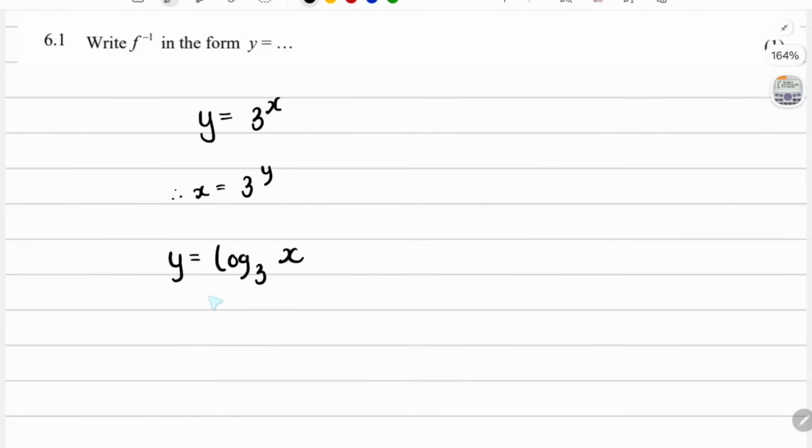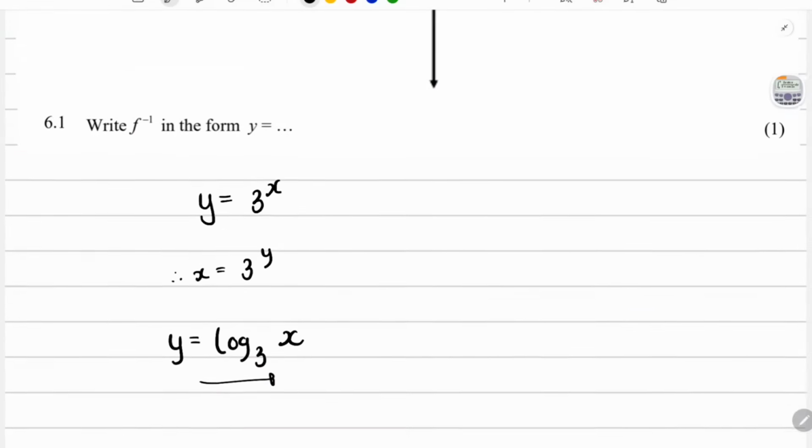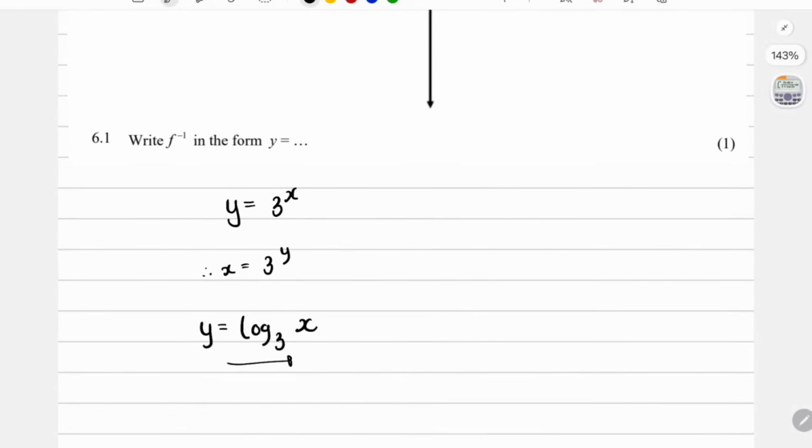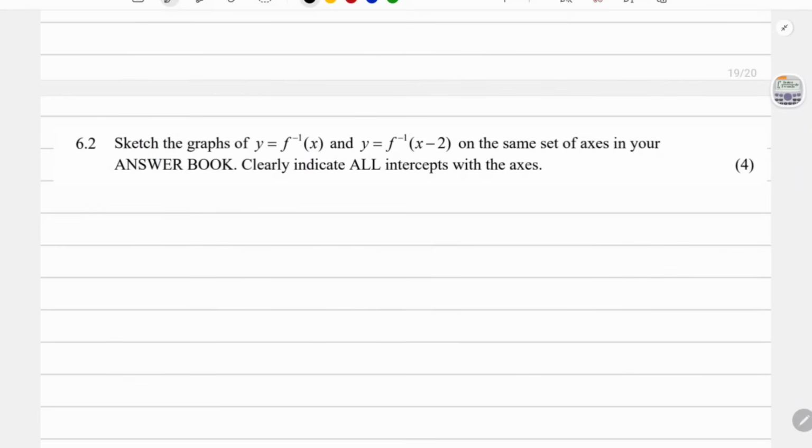Okay, so that is the equation that they're asking for, the equation of the inverse of f in the form of y equals. So moving on to the next question. The next question, 6.2, says sketch the graph of y equals, as you can see, this is the inverse. So sketch the inverse of f and the inverse where we have x minus 2 on the same set of axes. In your answer book clearly indicate the intercepts with the axes.